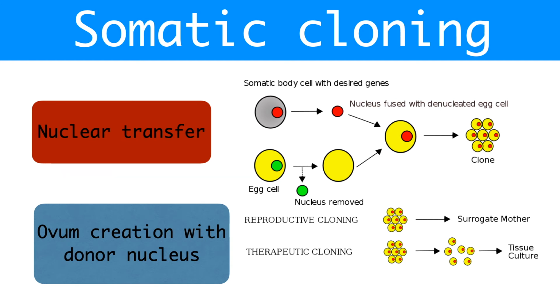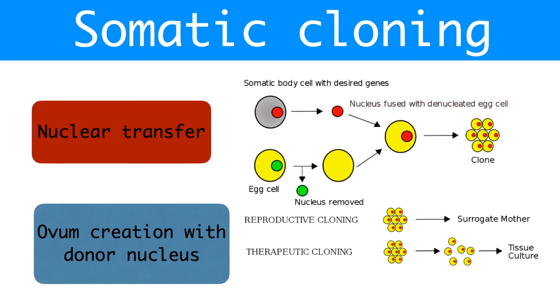This cloning is called reproductive cloning in some cases and therapeutic cloning in some cases, and it uses the nuclear transfer method and creates an ovum with a donor nucleus. In somatic cloning, it uses an egg cell and a somatic body cell. The somatic body cell has the desired genes, and we already know that the nucleus is a storehouse of DNA and specific genes. That DNA will encode some genes, and if you want to clone that gene into the next generation, we have to fuse that somatic nucleus into the enucleated egg cell.